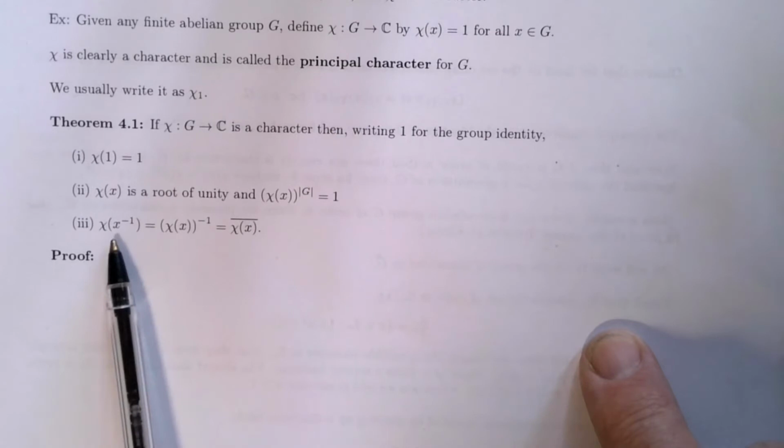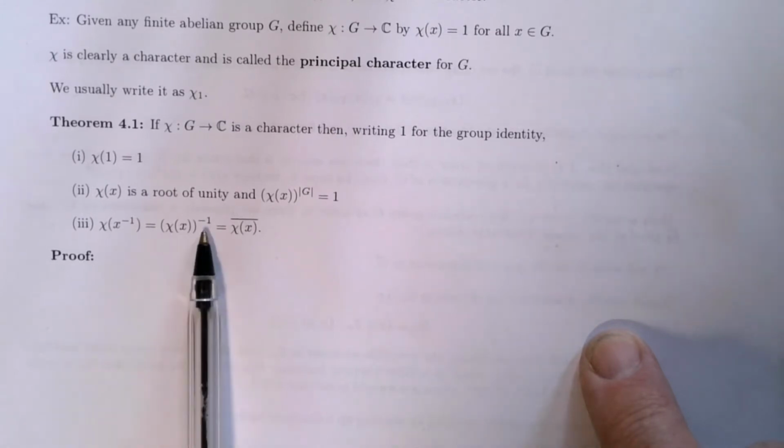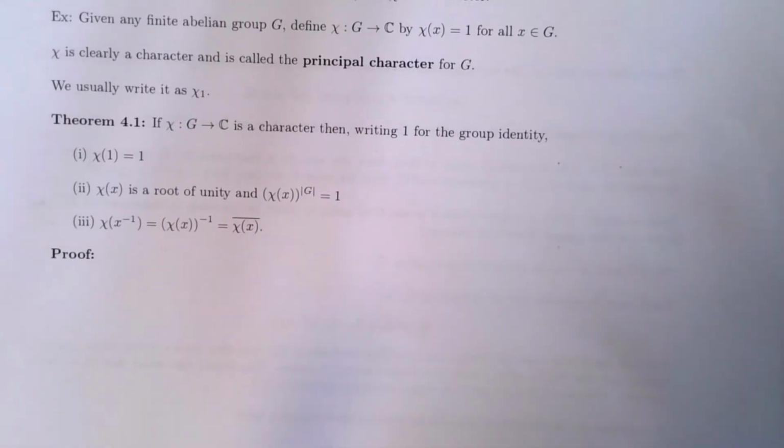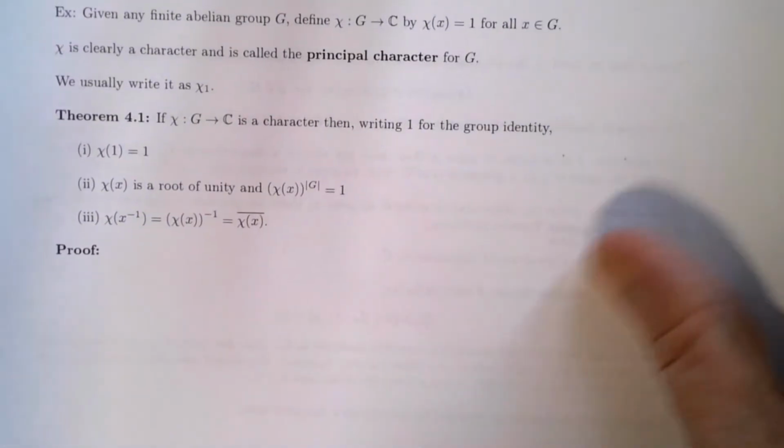Also, chi of x inverse is chi of x all inverse, and it's just the complex conjugate of chi of x. And for a little proof of that, we have here.